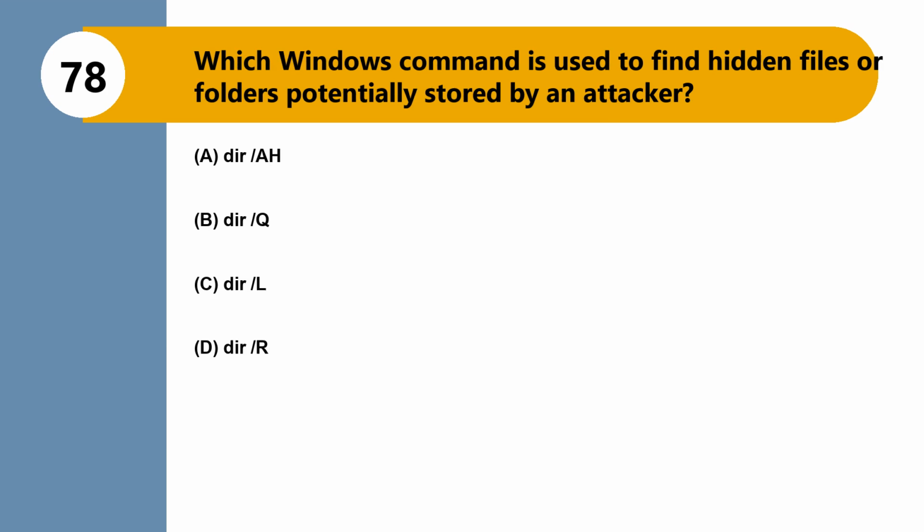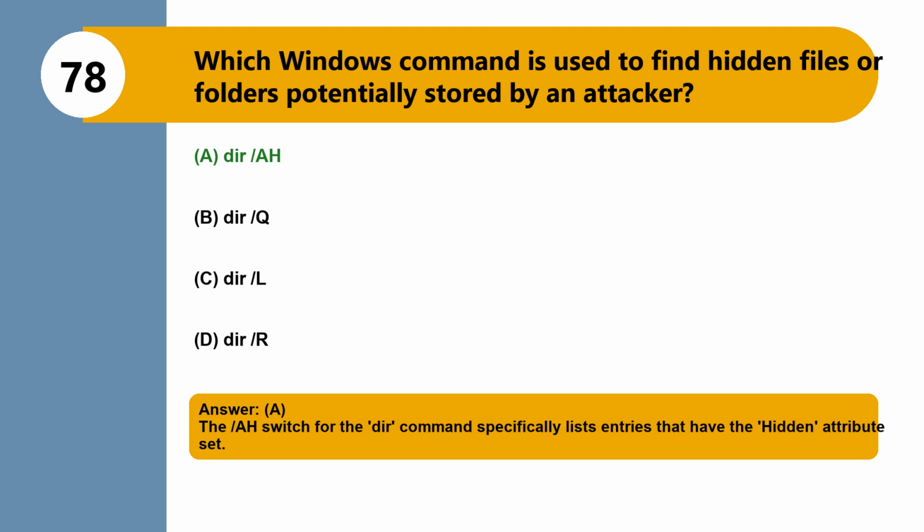Question 78. Which Windows command is used to find hidden files or folders potentially stored by an attacker? Option A, dir /AH. Option B, dir /Q. Option C, dir /L. Option D, dir /R. The correct answer is option A, dir /AH. The /AH switch for the dir command specifically lists entries that have the hidden attribute set.